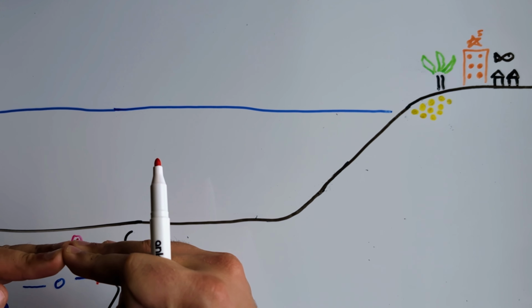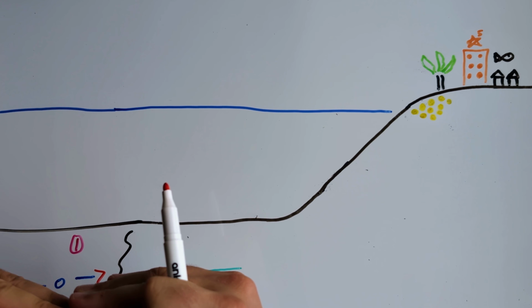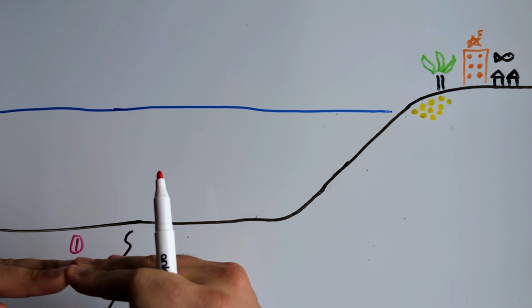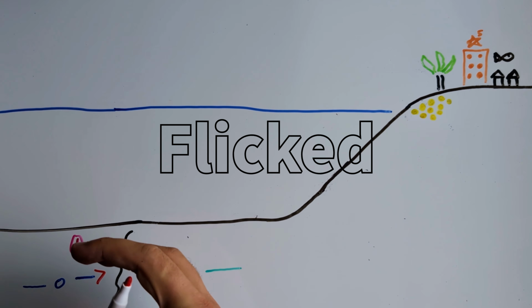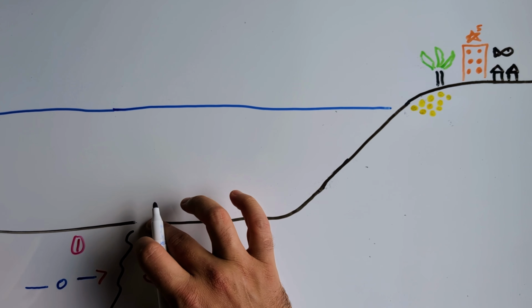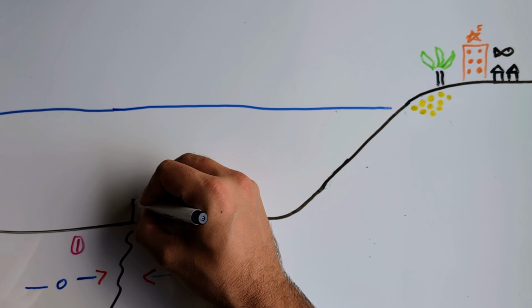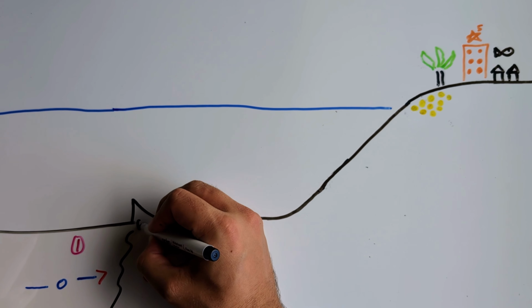The more dense oceanic plate is going to be subducted, which means pushed down, and the continental plate, which is lighter, less dense, is going to be flicked upwards, okay? So, it's going to be flicked upwards.